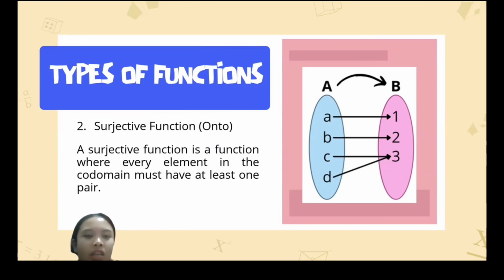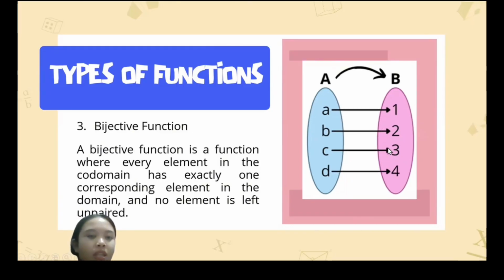Next is the surjective function. A surjective function is a function where every element in the codomain must have at least one pair. In this case, elements in the codomain are allowed to be paired with more than one element from the domain. This diagram is a surjective function because every element in the codomain, which is set B, has at least one pair, so no one is left unmatched. Even though some elements have more than one pair, such as C and D in 3, it is still a surjective function.